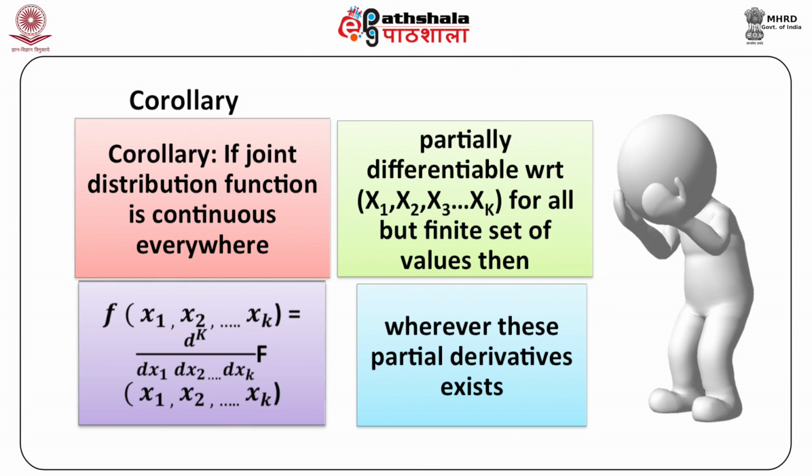Corollary: if the joint distribution function is continuous everywhere and partially differentiable with respect to x1, x2 to xk for all but a finite set of values, then f(x1, x2 to xk) is equal to del raised to the power of k divided by dx1, dx2 to dxk of F(x1, x2 right up to xk), wherever these partial derivatives exist.